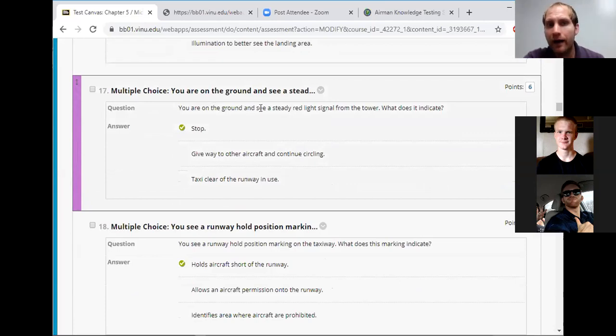You are on the ground and you see a steady red light signal from the tower. What does this indicate? So this is from our chapter 5, the ATC light gun signals. Steady red, you stop. If you're on the ground and you see a steady red, you stop.